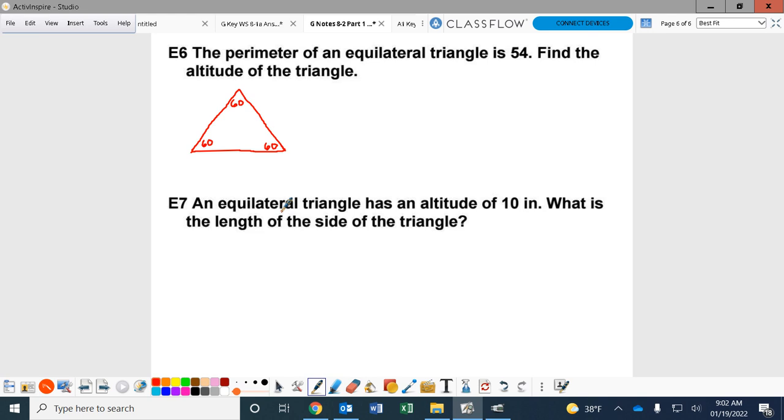Okay. It says the perimeter is 54. Guys, if the perimeter is 54 and there are 3 equal sides, how do I find out how long each side is? 54 divided by 3. What does that give us? 18. So this side would be 18. This side would be 18. And this side would be 18. It's equilateral.